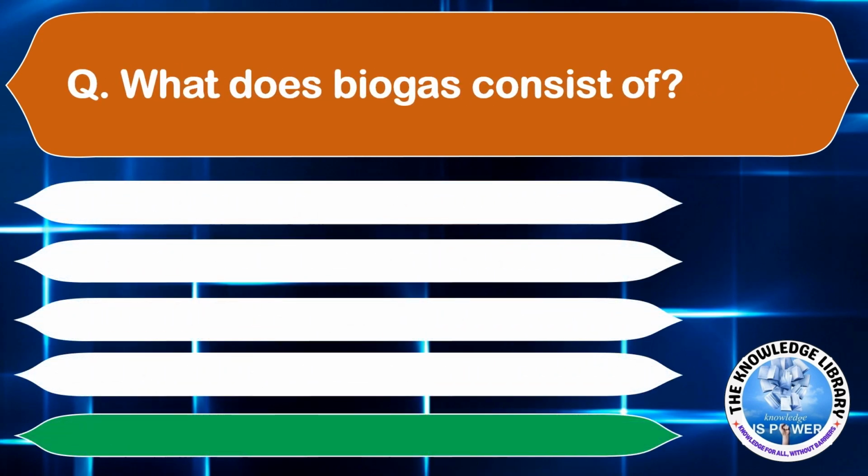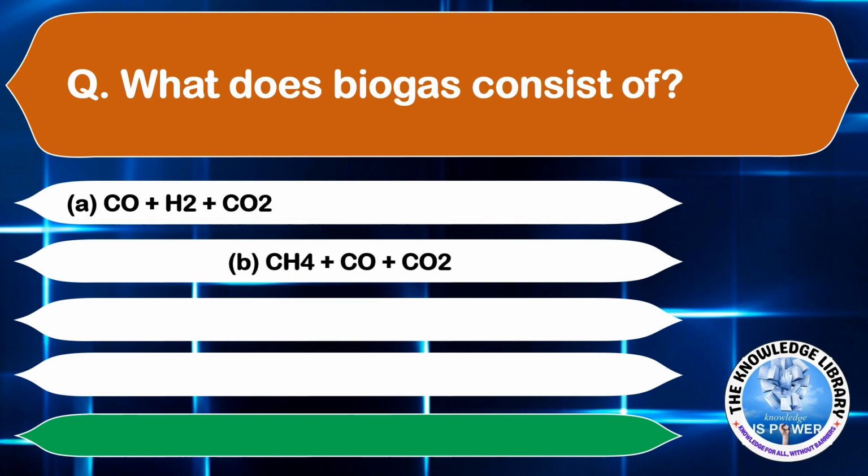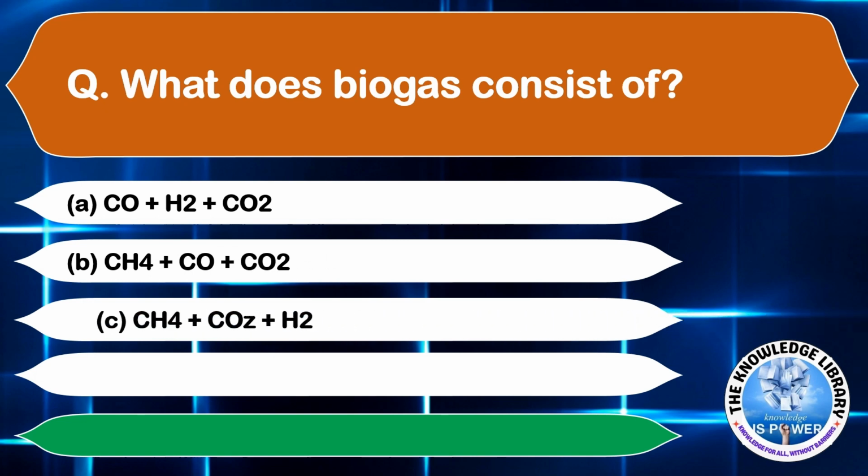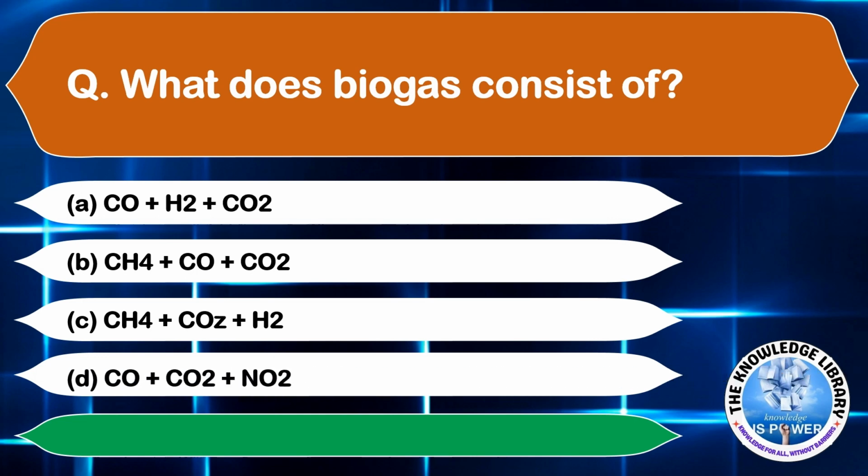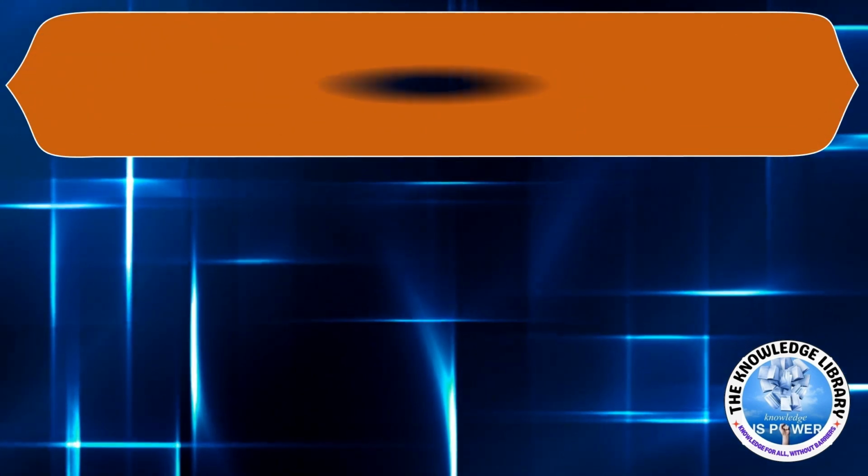What does biogas consist of? Option A, CO plus H2 plus CO2. Option B, CH4 plus CO plus CO2. Option C, CH4 plus CO2 plus H2. Option D, CO2 plus CO plus NO2. The correct answer is option C, CH4 plus CO2 plus H2. Moving on to the next question.